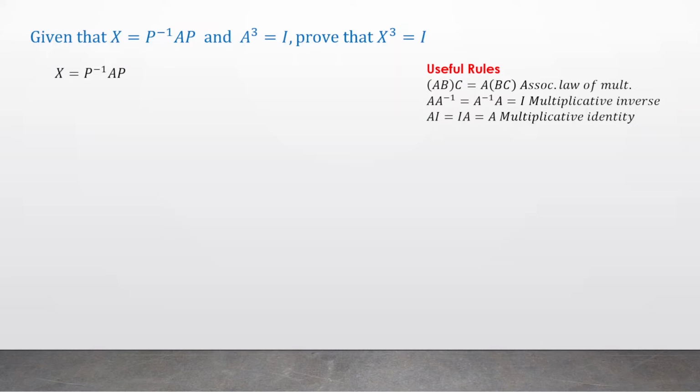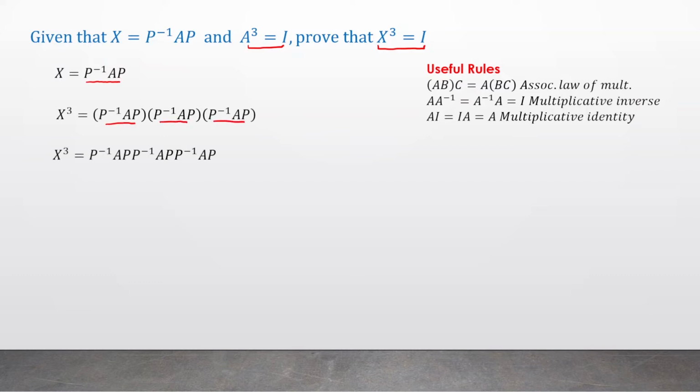So we have matrix X equals P inverse times A times P, and we want to prove that X cubed equals the identity matrix. A cubed equals I will be used later in the problem. As we want to prove X cubed equals I, we'll write out the product for X cubed. And we know that X equals P inverse AP, so we basically write that down 3 times.